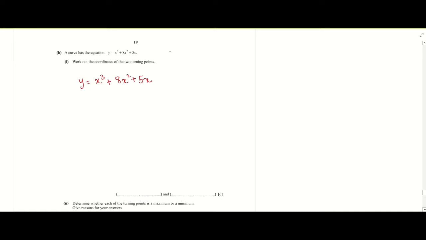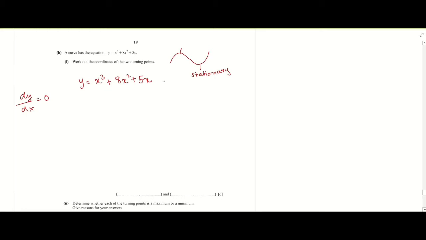Now, two turning points means, imagine if you have a curve like this, right? This is a turning point and this is a turning point, and we need to know that at turning points we can say that it is also a stationary point. What do we mean by stationary points? dy by dx equals 0 at stationary points. So that means even at turning points, dy by dx is equal to 0.